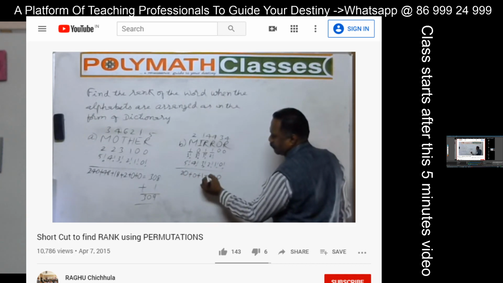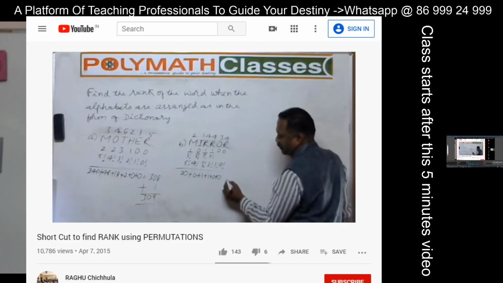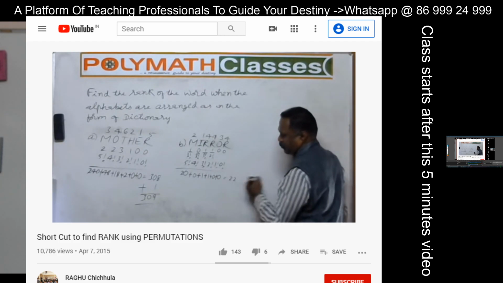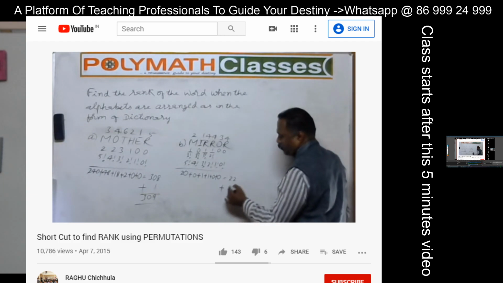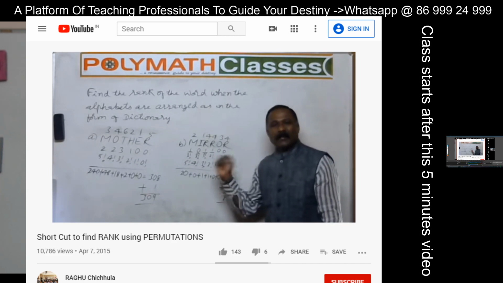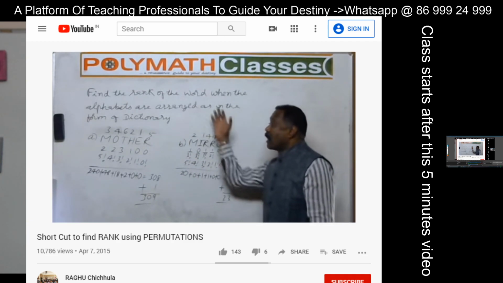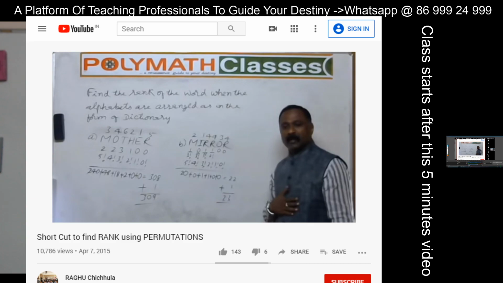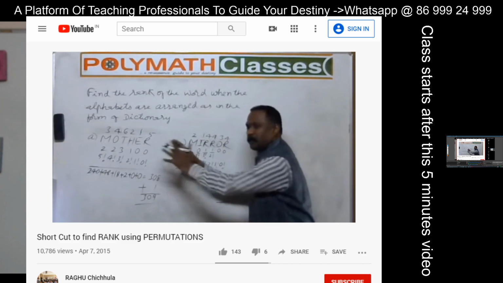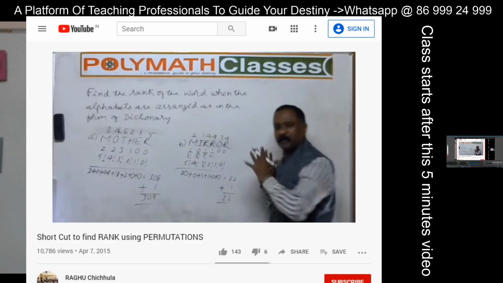Add this. Now, what is it? 22 plus 1 for mirror. So its rank is 23. Like that, you can find out the rank of any word when they are arranged in the form of a dictionary. This is the method without repetition, and this is with repetition.